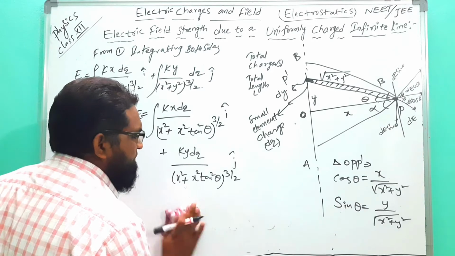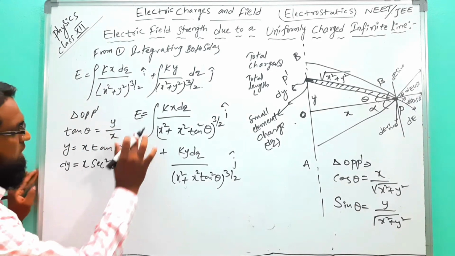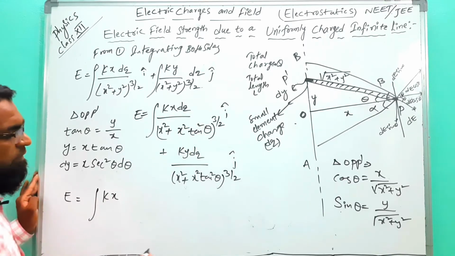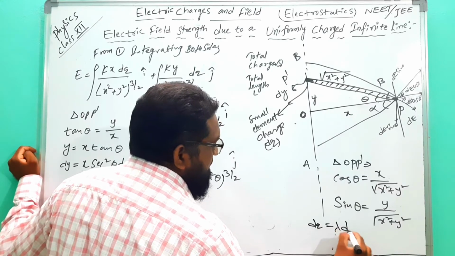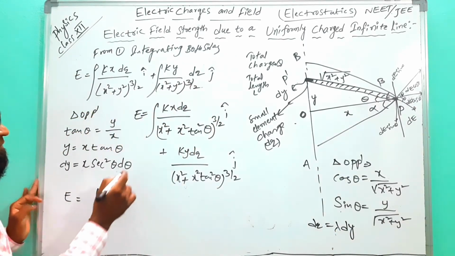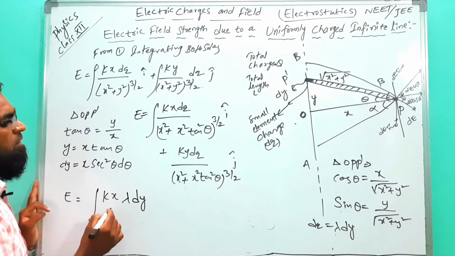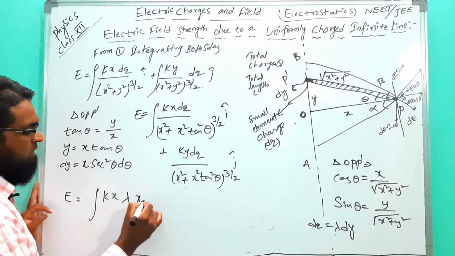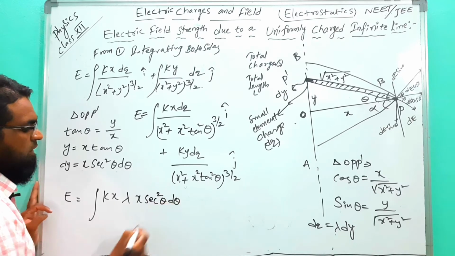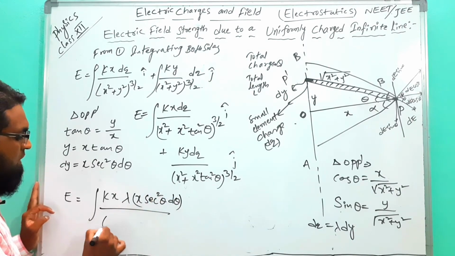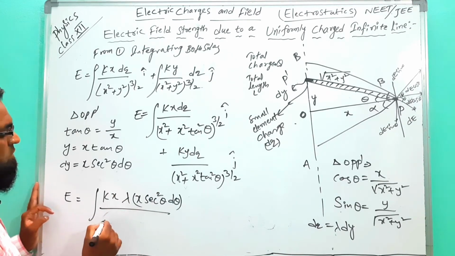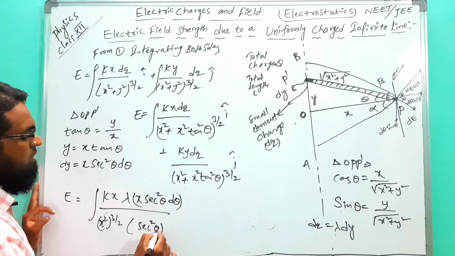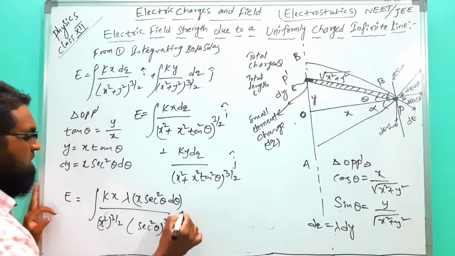After that, E = integration of k x dq. See here, dq = λ dy. Substituting the dq value, replace with λ dy, and we know dy = x sec² θ dθ. So writing x sec² θ dθ, with x² common, x² whole power 3/2, and 1 + tan² θ means sec² θ whole power 3/2. This is clear for the i cap.